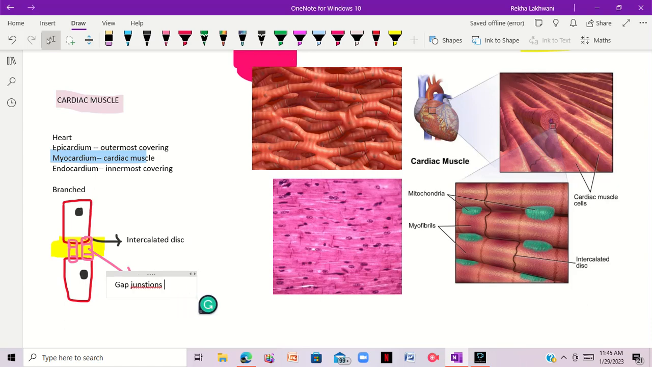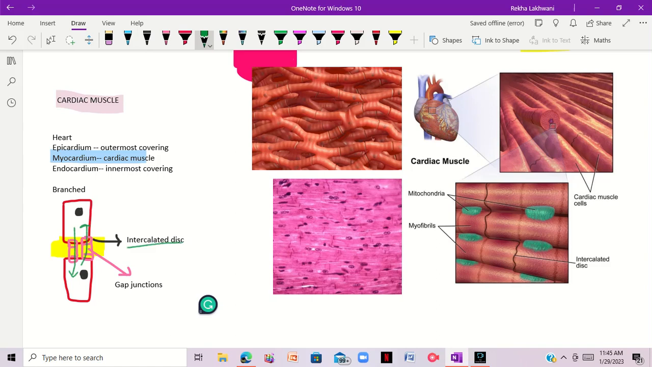So basically, gap junctions are tunnel-like structures through which material can move, from the cytoplasm of one cell to the cytoplasm of another cell. Like there can be an exchange through the muscle.